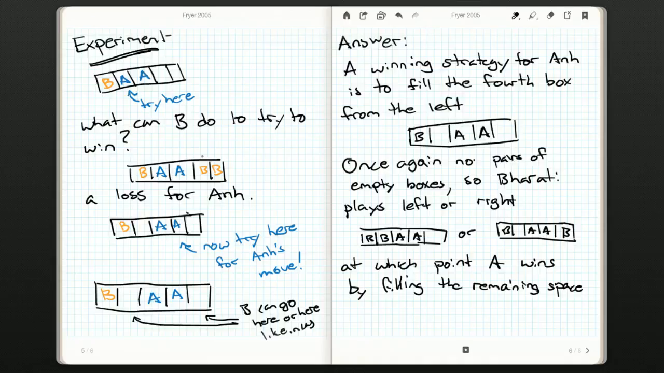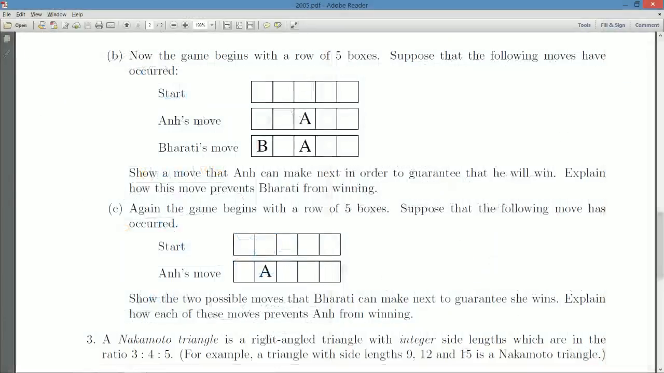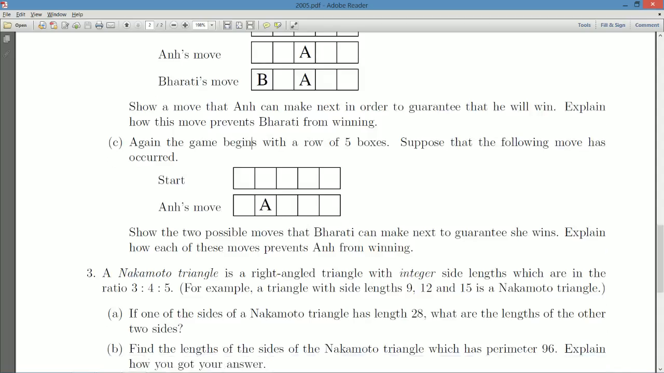But really, we were just asked for a move. So, got our question done. We move on to part C, and maybe it's a little more complex.